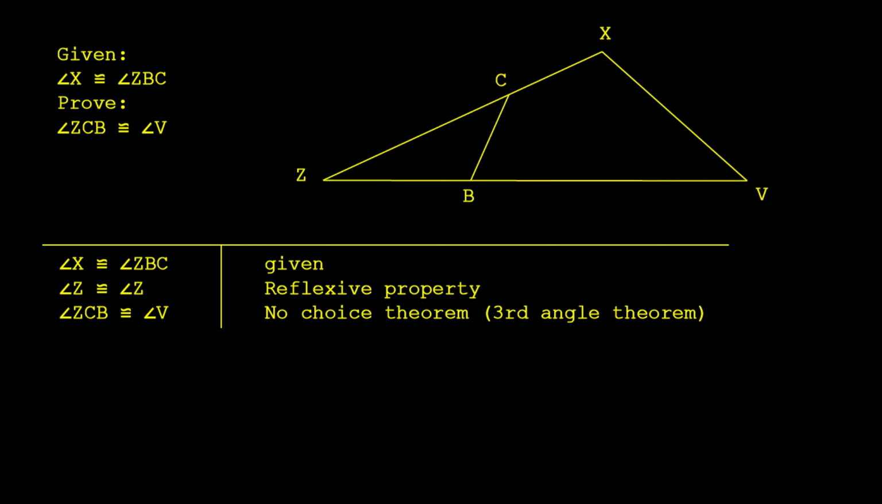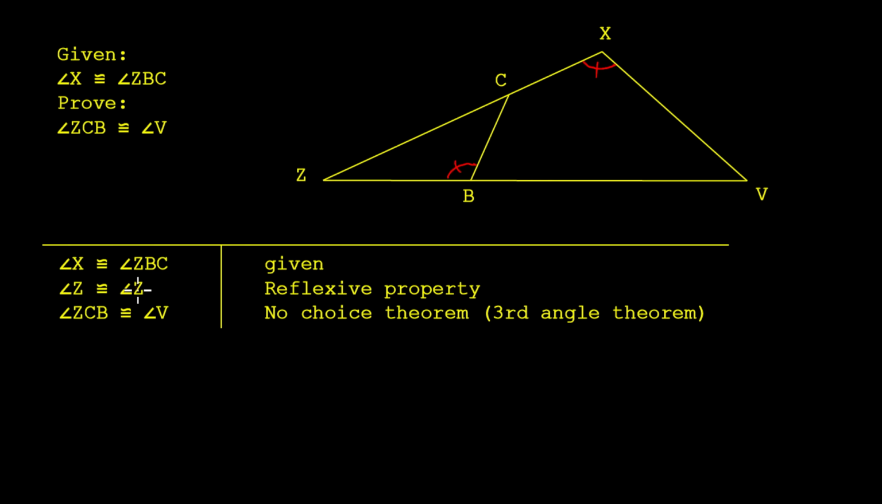In this video, we will be doing a short proof involving the no choice theorem. So we have the givens and proof here, and down here we'll do the proof and put it on the diagram. So first, angle X is congruent to angle ZBC, given. Angle X right here is congruent to angle ZBC down here.